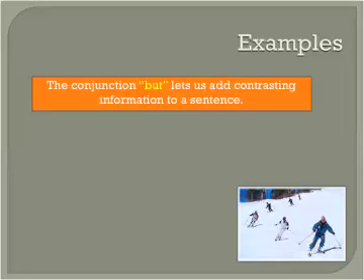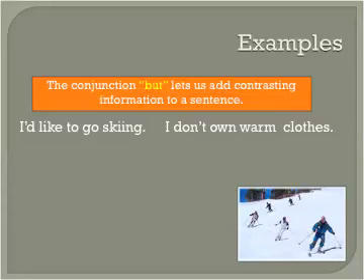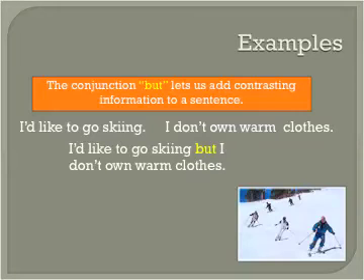But is used to contrast information in two or more parts of a sentence. So for example, I'd like to go skiing. That's one sentence. And we might have another sentence that says, I don't own warm clothes. Now, anybody who's ever been skiing can tell you warm clothes are a must when you're on snowy slopes. So, if we were to combine those, we would say, I'd like to go skiing, but I don't own warm clothes. The two parts of the sentence are in conflict with one another. They work against one another. So we say they are contrasting, and we use but.